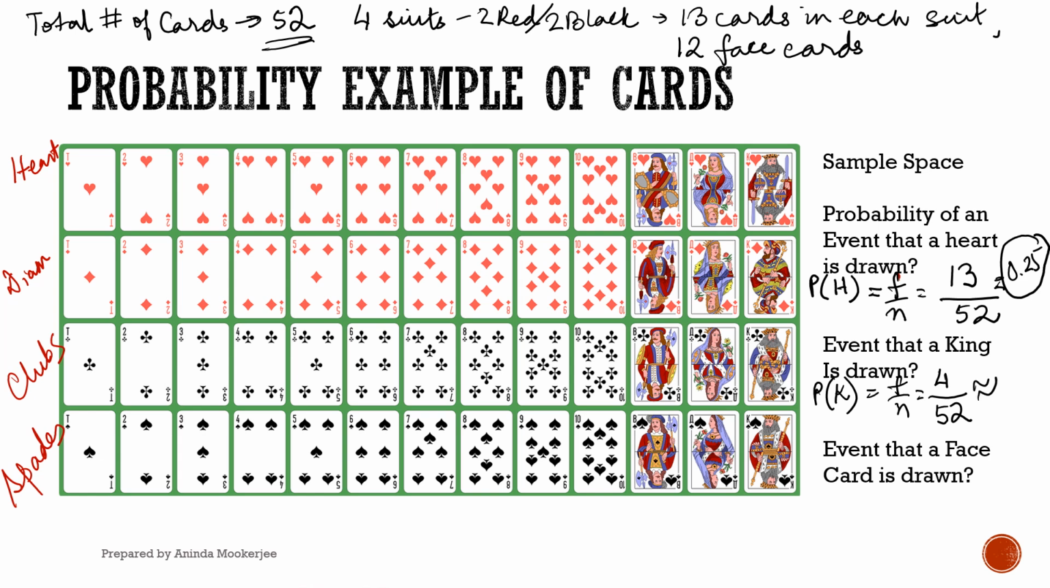Event that a face card is drawn. So the probability that a face card is drawn, again f over n rule. n is 52. How many face cards are there? You can count. It's going to be 12, 4 times 3. So it's 12 divided by 52, whatever the decimal equivalent is.